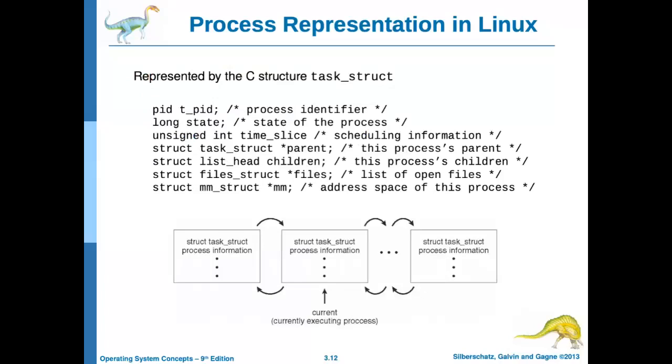Now this is how processes are represented in the Linux operating system. The structure used for that is here, task_struct. The PID itself is a type. It is just an unsigned integer, that is the process identifier. The state is just a long. The next one is the time slice, that is for scheduling information.